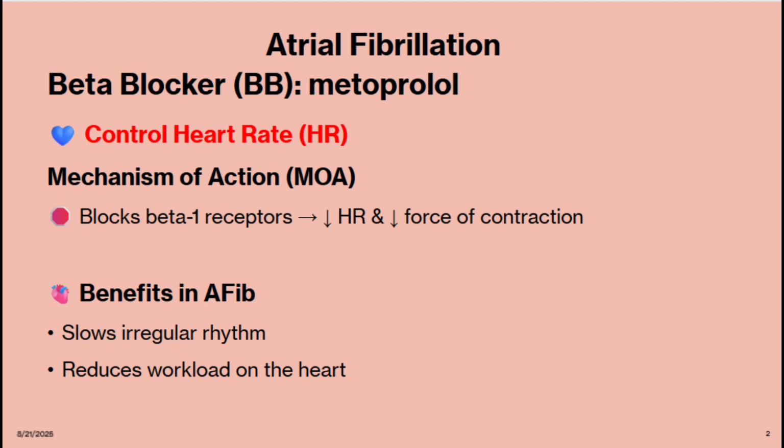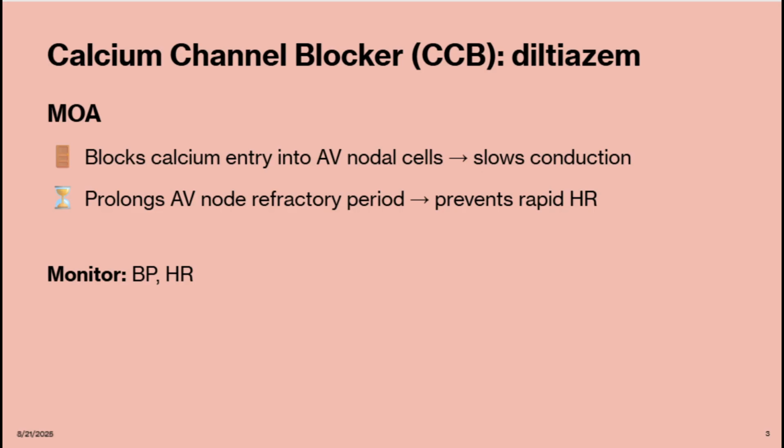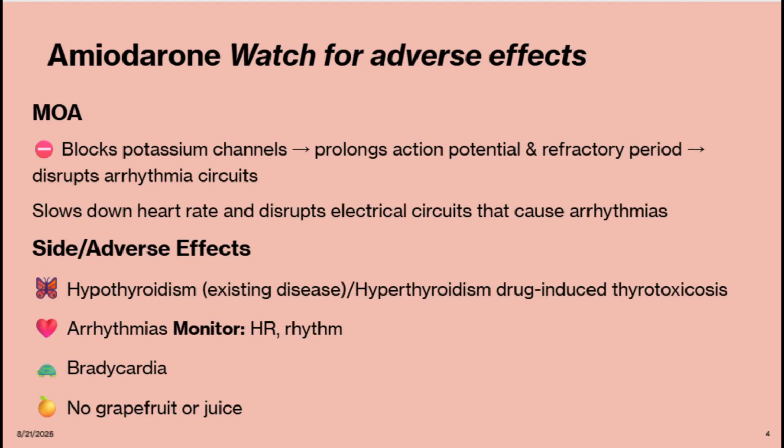medication. If the beta blockers are not as effective, or if the client needs a second medication, we consider calcium channel blockers, and the prototype is diltiazem. So we are blocking calcium from entering the AV nodal cells, again, slowing that conduction, prolonging that refractory period, and reducing the workload on the heart. And again, don't forget to monitor that blood pressure and heart rate prior to giving this medication, and most definitely after, to make sure someone is not experiencing any bradycardia or hypotension.